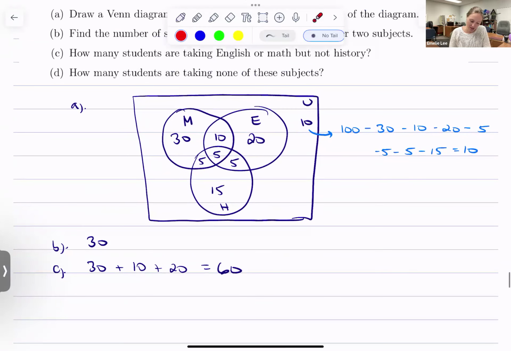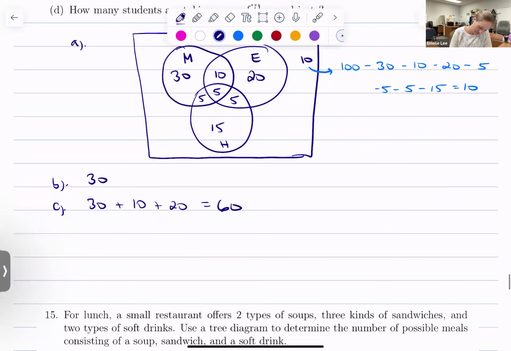And how many students are taking none of these subjects? Well, that's going to be the 10 from above.